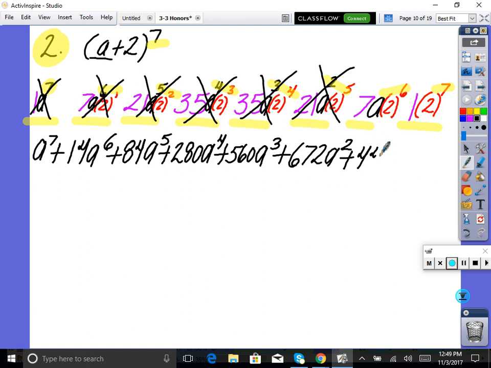Plus 4, 48, A. And then our last one, 2 to the 7th. Did you say 128? And that was way quicker than multiplying that out. But look, we've done it right. It's in standard form, all looks good.